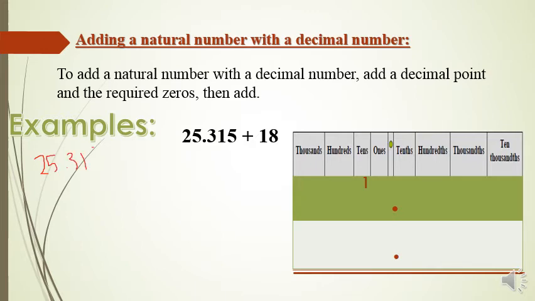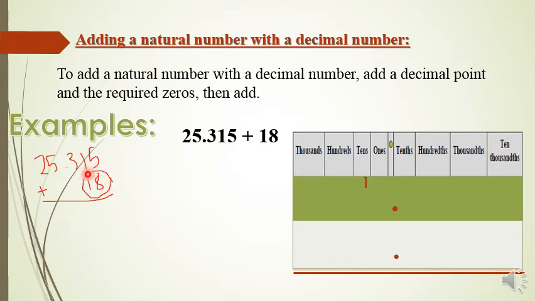315, and they put the 18 here, which is wrong. Why is it wrong? Because you put 18, which is a whole part, under the decimal part. 18 is a whole part. It must be written under the whole part. We said that we put the ones under the ones, the tens under the tens.